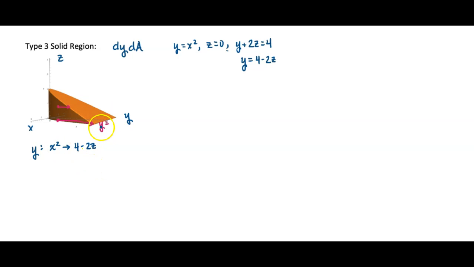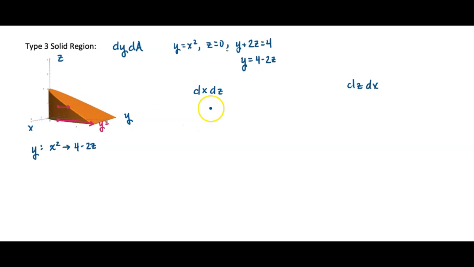Now ultimately y does end at 4, but 4 minus 2z stops at z equals, well, y is 0 at z equals 2. And this kind of gives us that upper bound on this side, right? Because this ends up cutting off at y equals 4.